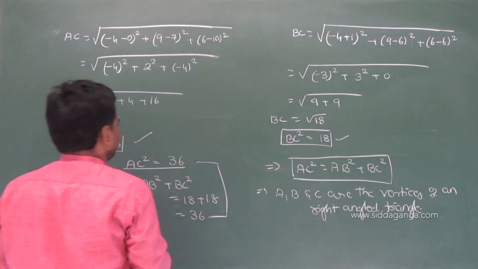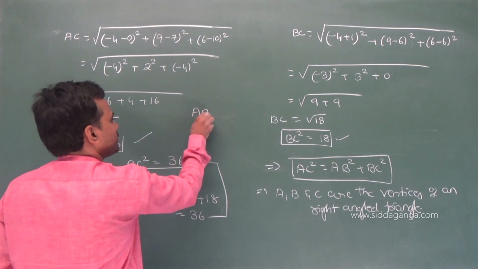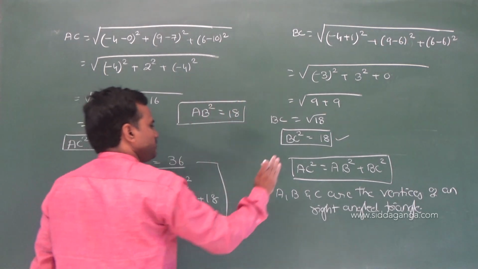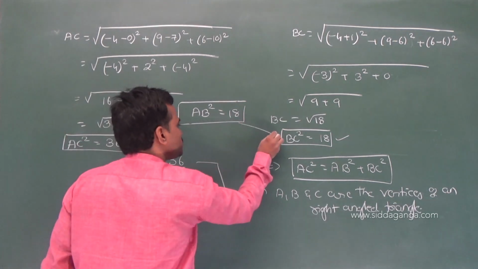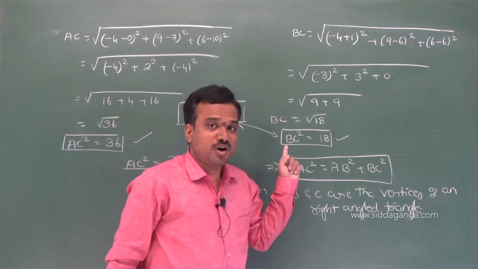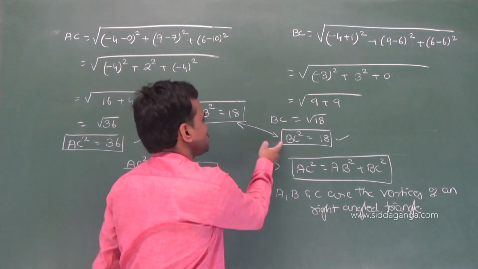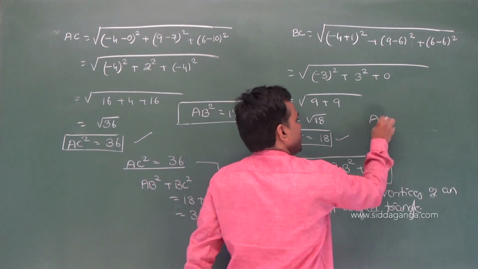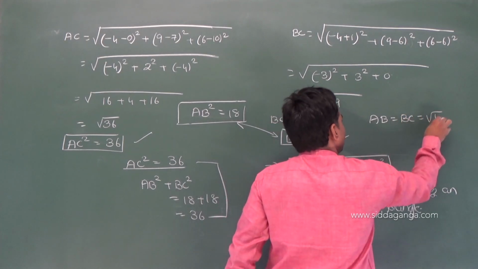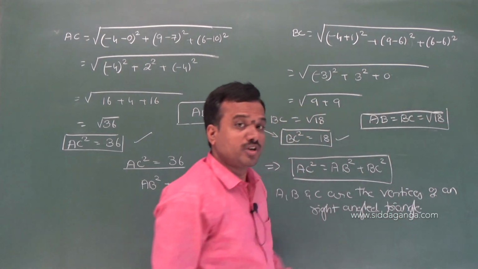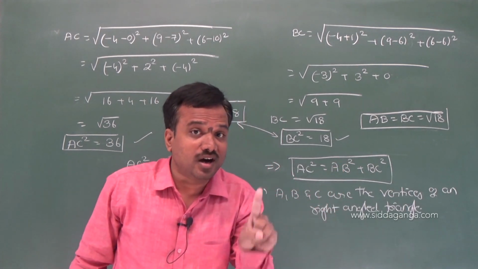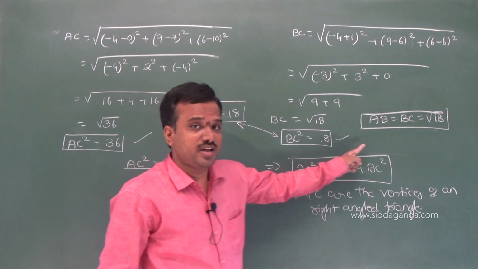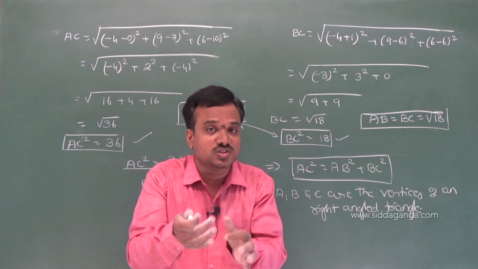One more point you observe here. AB square is also 18. So observe carefully: AB square is 18, BC square is 18, and AC square is 36. Among 3 distances, 2 distances are similar. So AB is equal to BC, which is root 18. Then what does it indicate? A, B, C are the vertices of an isosceles triangle. Correct? A, B, C are the vertices of an isosceles triangle.